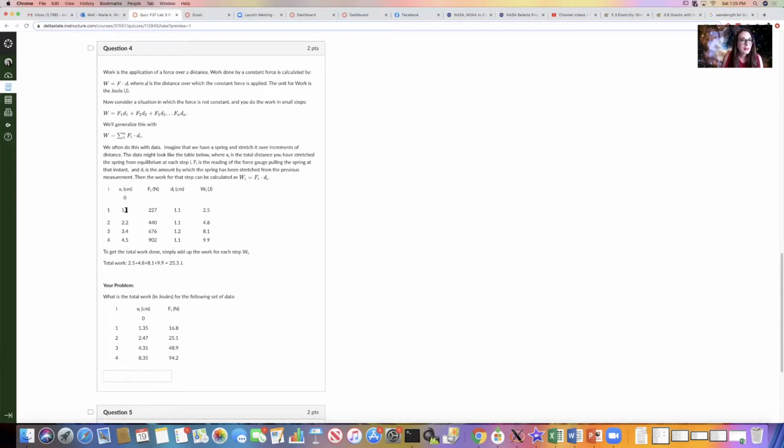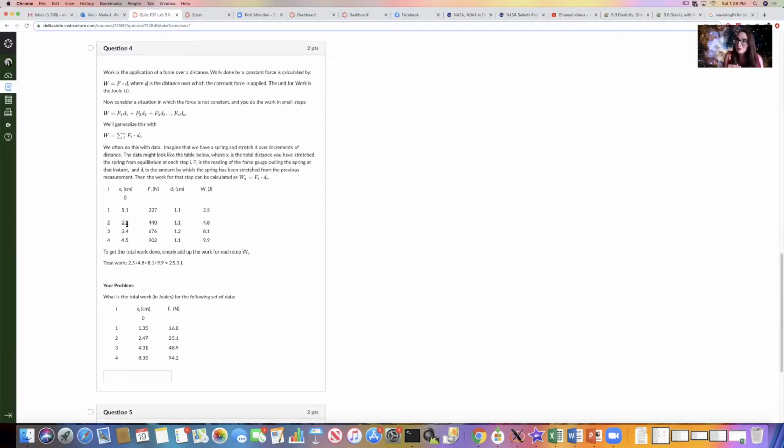Okay, so for our first measurement, the total distance that we stretch our spring from 0 centimeters is 1.1 centimeters. The total force we have to apply to stretch that spring by 1.1 centimeters is 227 newtons. Then for the next step, we stretch our spring again and take a second measurement. This time, we stretch our spring 2.2 centimeters from the 0 mark, and it takes 440 newtons of force to move the spring 2.2 centimeters from where x is equal to 0.